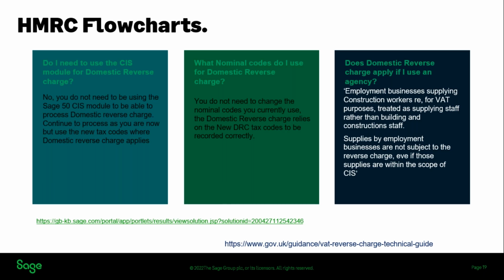And the last one there is, does domestic reverse charge apply if you use an agency? So just remember, the domestic reverse charge applies to the supply that falls under CIS. So if an agency isn't under the CIS scheme, or they're not registered for CIS themselves, it's unlikely that domestic reverse charge is going to apply if you're going through that flow chart. So just use those flow charts to your advantage there.